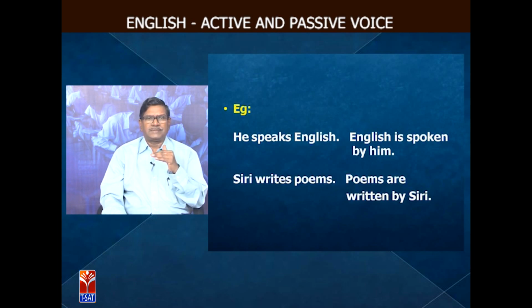Siri writes poems. When we transform these sentences from active to passive, what happens? English is the object in the first sentence, and in the second sentence, poems, it is plural. Siri writes what? Poems. He speaks what? English. So, these are the transitive verbs, speak and write. Now, we can transform them into passive voice. The object comes to the position of the subject.